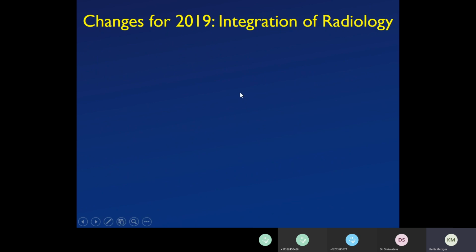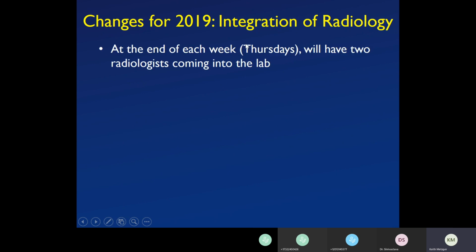Okay, so that's the first change for 2018. Really, or the second, I guess. The first is really the reorganization of how we're going to be distributing ourselves in the lab, and then this focus on ID, around me, and why. The third change is the integration of radiology.